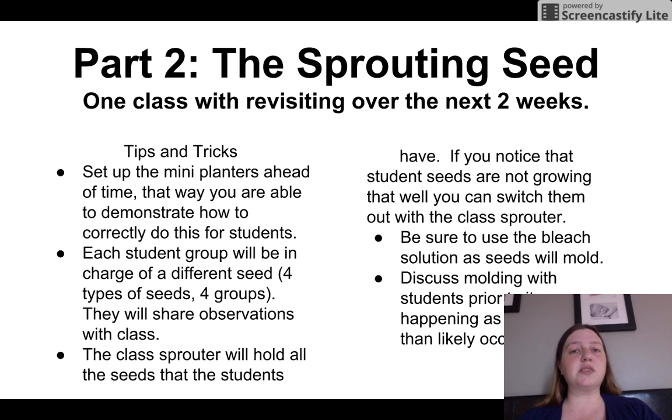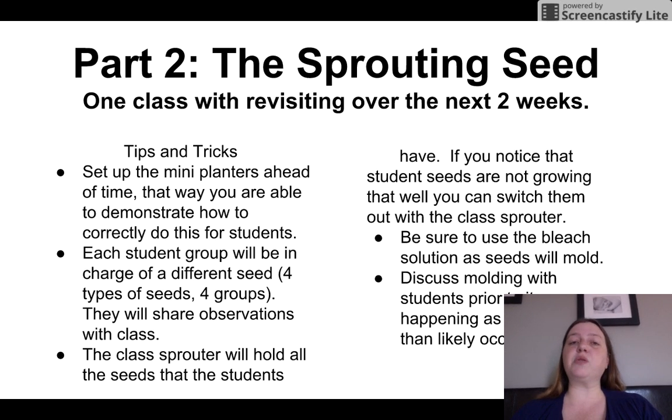If you want to use this as a managing piece, quietest group gets to pick their seed type first. I've done that also in the past. Each group's going to be responsible for observing their seeds and reporting out to the classroom. They're going to need to share that information.